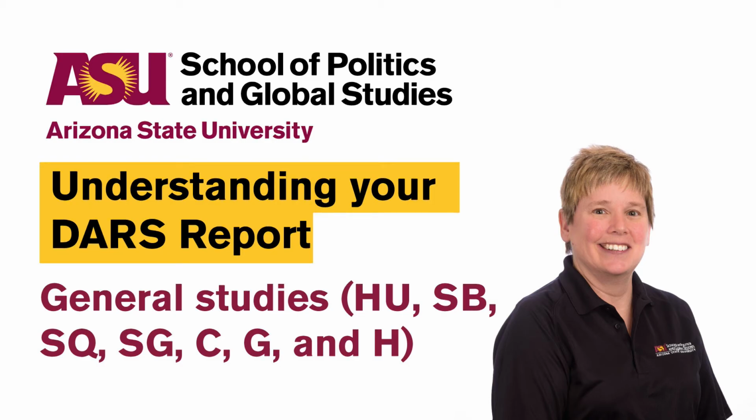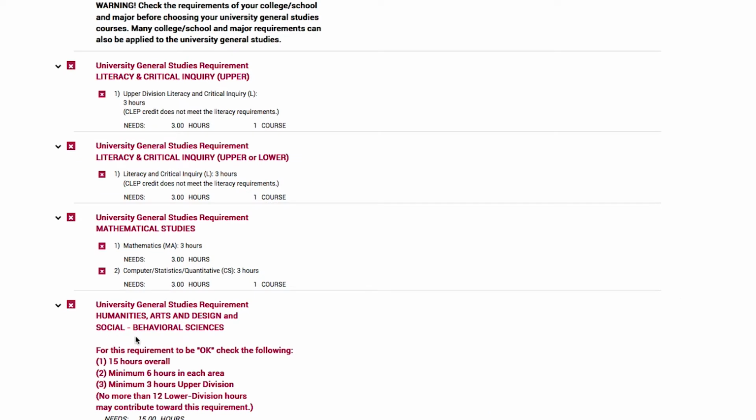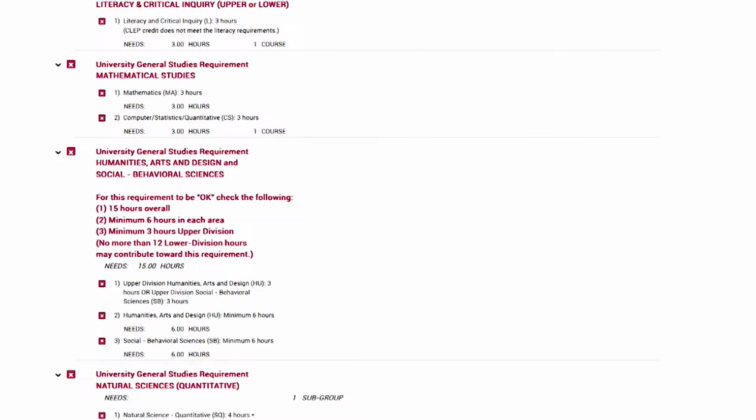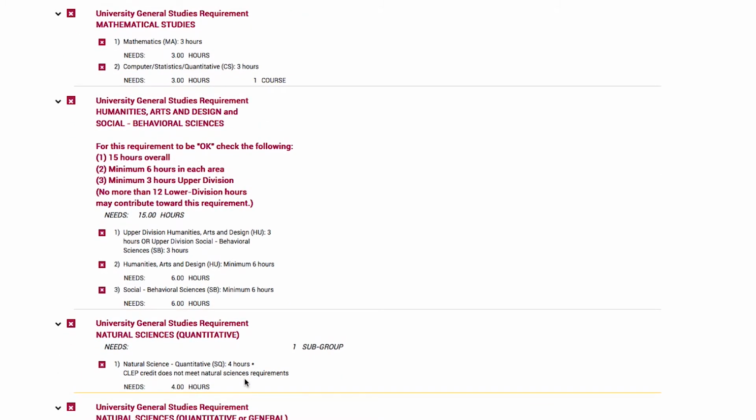University General Studies requirement continues on with the humanities, arts and design, and social behavioral sciences. These are the third and fourth core areas. These are otherwise known as HU for humanities, arts and design, or SB for social behavioral sciences. In the study of humanities, arts and design, one develops a deeper awareness of humanities, arts, and design.